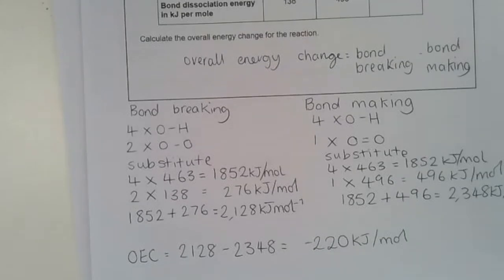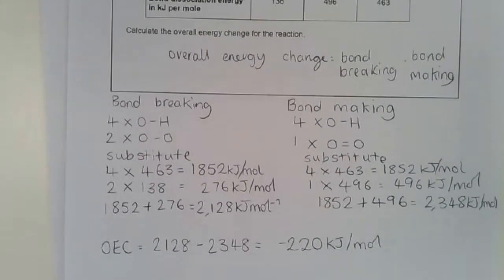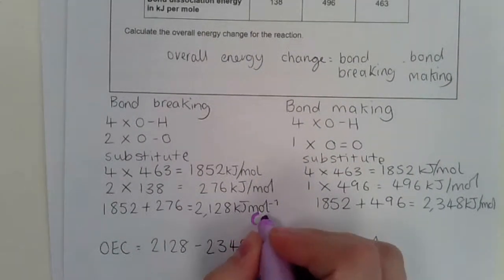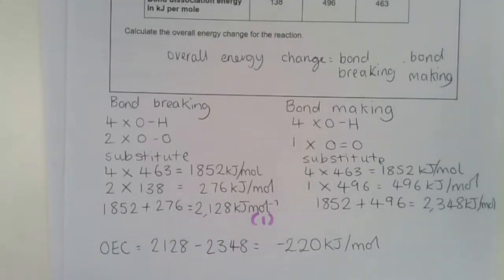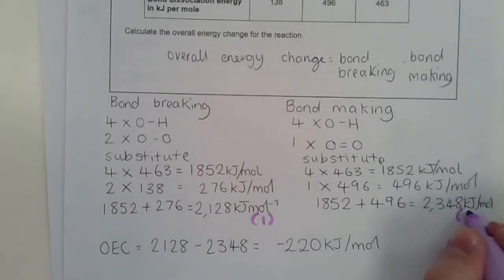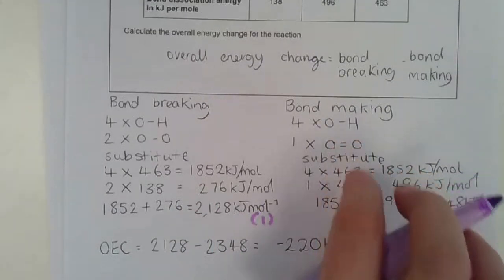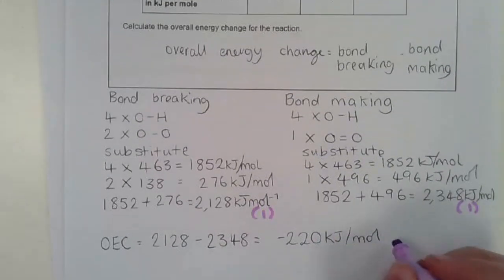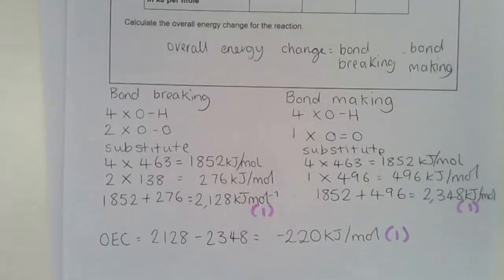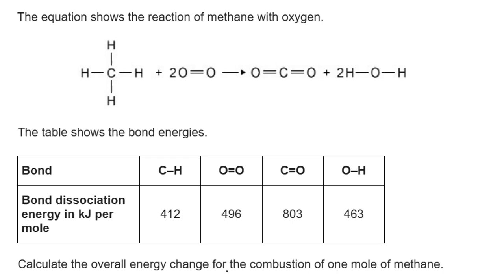In terms of where my marks come from here, this is a 3-mark question. I get 1 mark for my correct bond breaking calculation. I get my second mark for my correct bond making calculation, and my final mark for my correct overall energy change. I have to show the working at every stage. That is very important. Have a go yourself at this 3-mark question. Pause the video so you have time to answer.